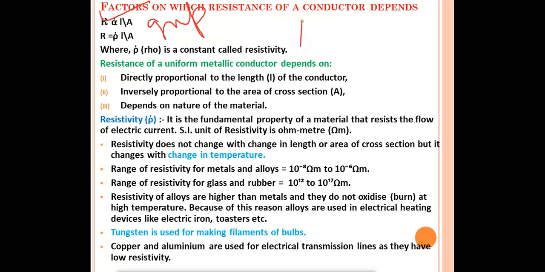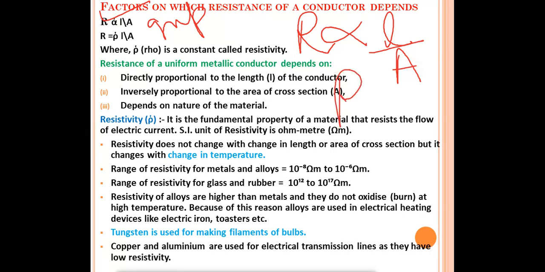For this, you have to remember this formula. R is proportional to L by A. L is the length of the conductor and A is the area of cross section. If we remove the proportionality sign, we get a symbol rho. R equals rho L by A. And what is the name of this rho? Rho is called resistivity. It is a constant of proportionality known as resistivity.